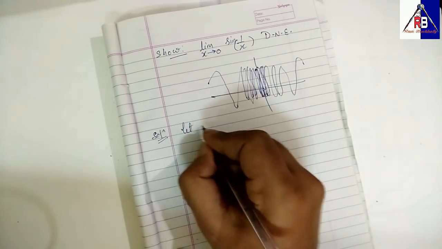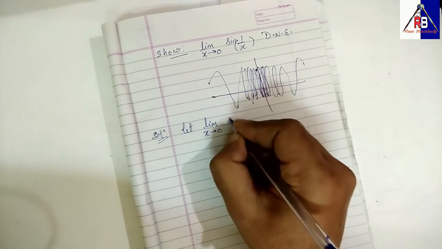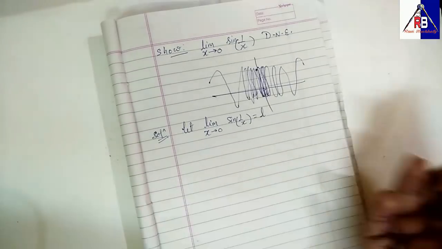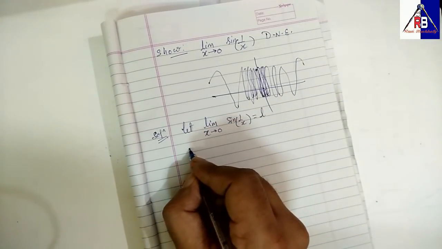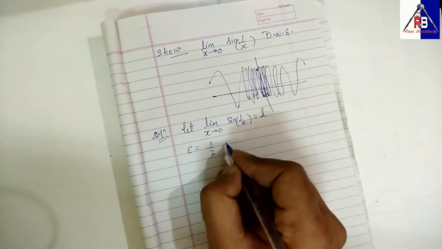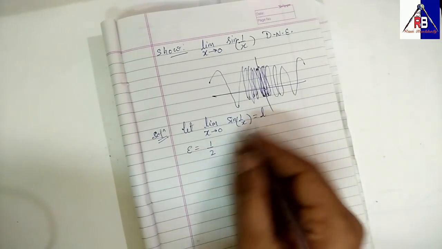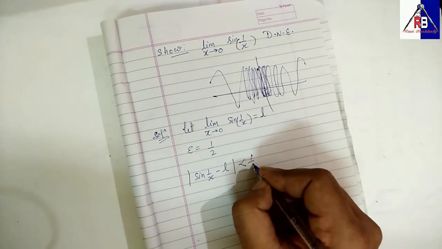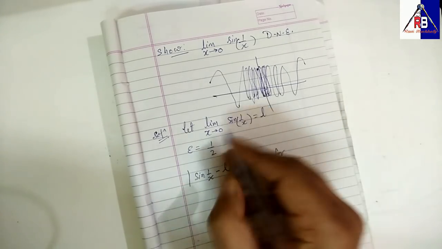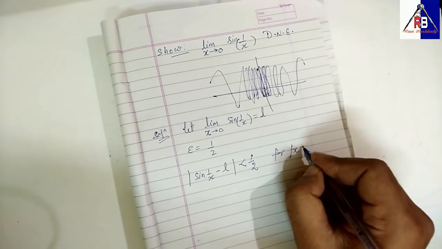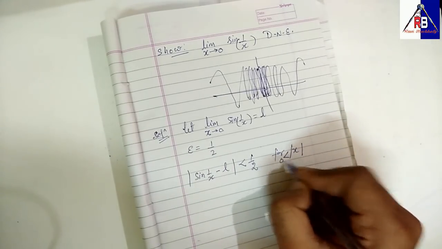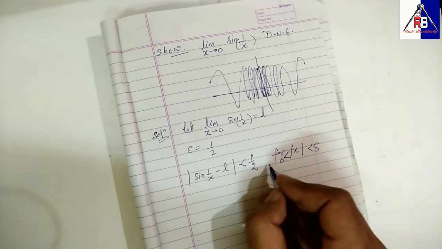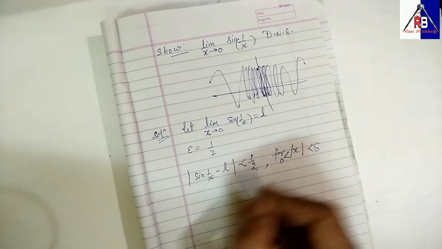First of all, let limit x tends to 0 of sine 1 by x be equal to some L. Then there must be some epsilon, which is obviously greater than 0, and it must follow this definition that modulus f(x) minus L is less than epsilon for x minus c greater than 0 and less than delta. Now I need to disprove it.